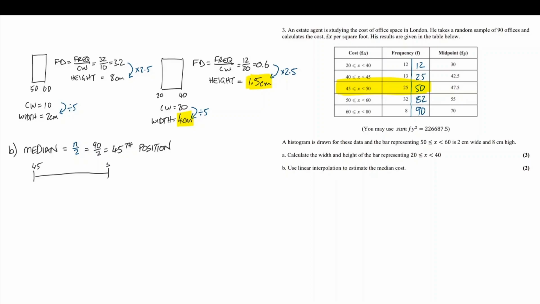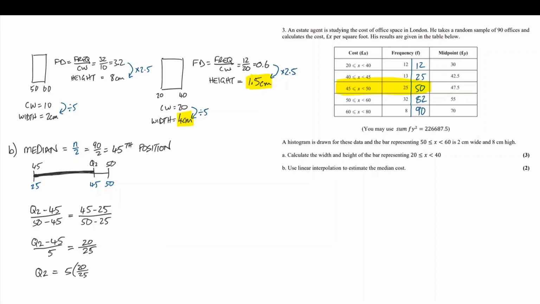Let's set up the diagram. So we know the value we're looking for is somewhere in between 45 and 50. The cumulative frequency goes from 25 to 50, and we're going to need to find the 45th position. Just to make it clear which calculation we're doing, the thick bar will be represented in the numerator, while the entire bar is represented in the denominator. Q2 minus 45 over 50 minus 45 equals 45 minus 25 over 50 minus 25. Rearranging, we get Q2 equals 49. £49 per square foot. That's the median cost of office space in London.